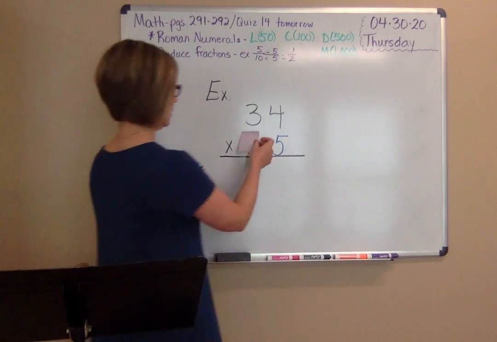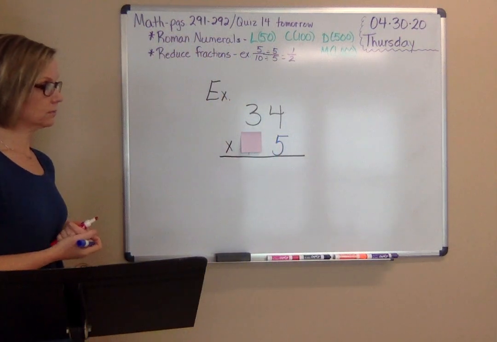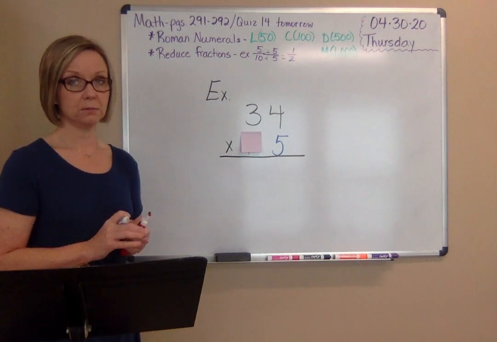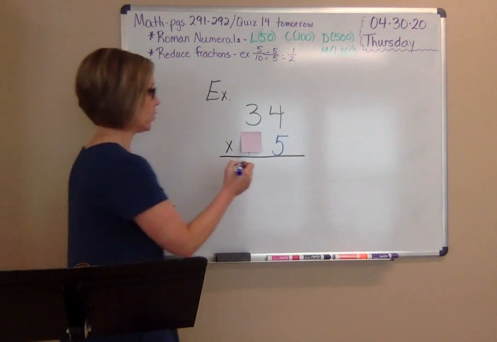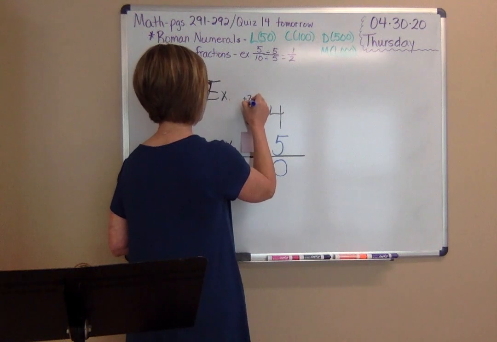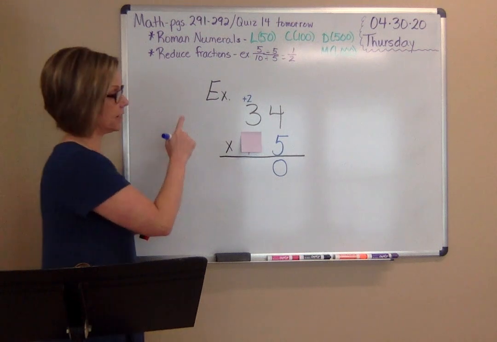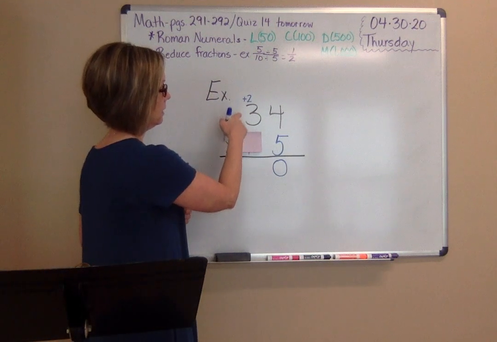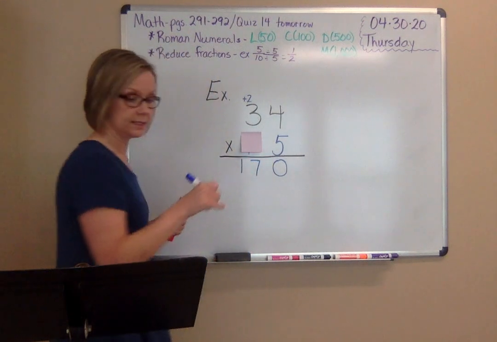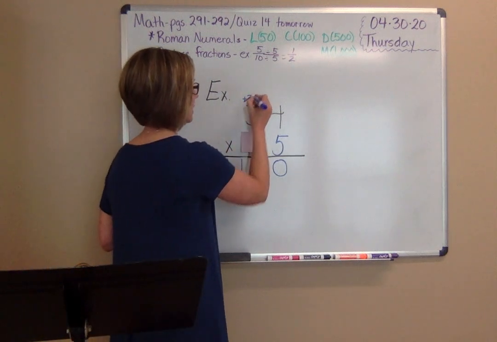So let's start with the ones place with the 5. 5 times 4. Just be sure you have your tables handy so you're not making mistakes. Don't guess. 5 times 4 equals 20. My 0 goes down. My plus 2 goes up. 5 times 3 is 15. Plus 2 is 17.